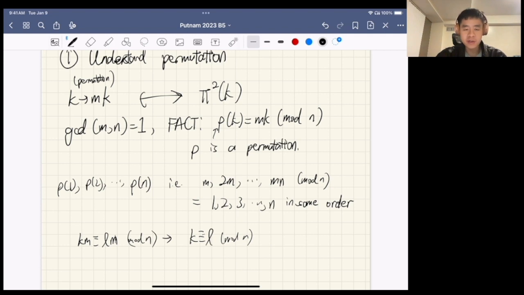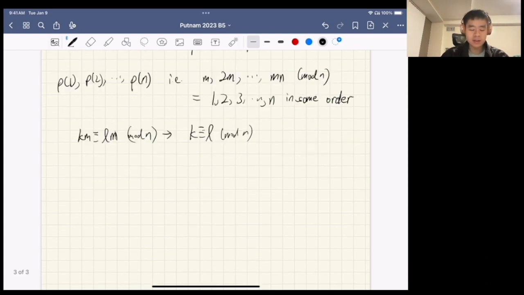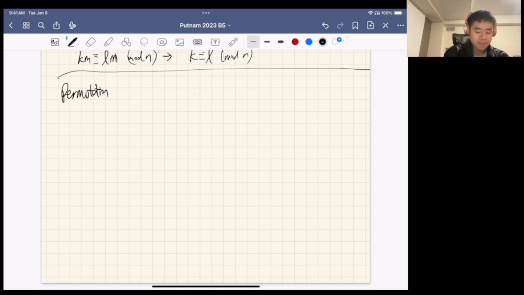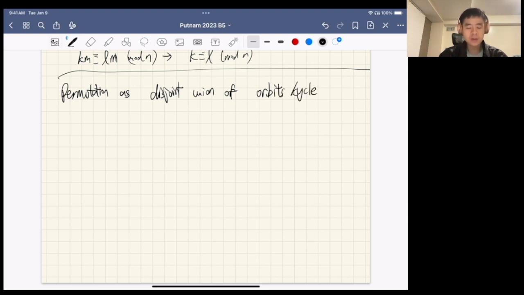when can this permutation be written as twice of another permutation? In order to understand this, we need to see permutation from some other angle, which is basically permutation as a disjoint union of orbits, or if you like, you can call it cycles.